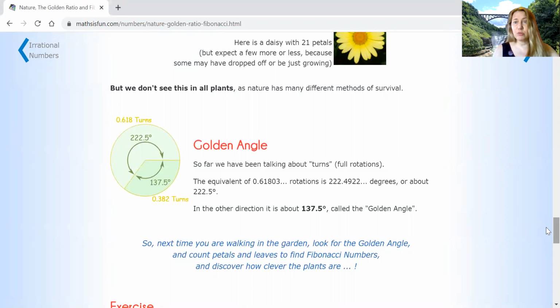So the next thing we'll do is watch some YouTube videos where they talk about all the different places we see the golden ratio. It's really amazing how many places this shows up.